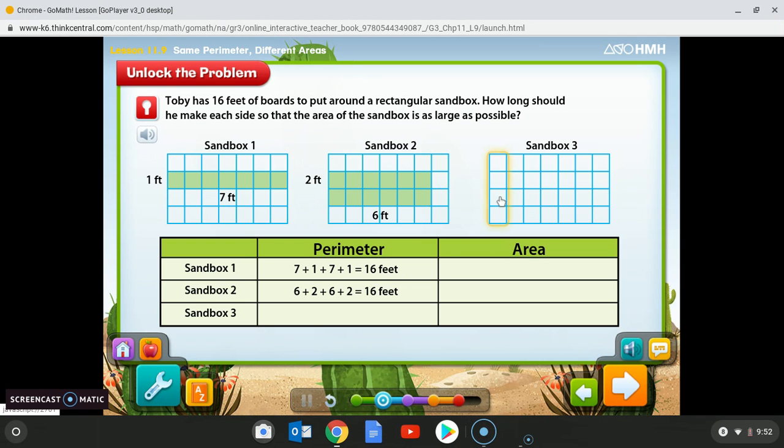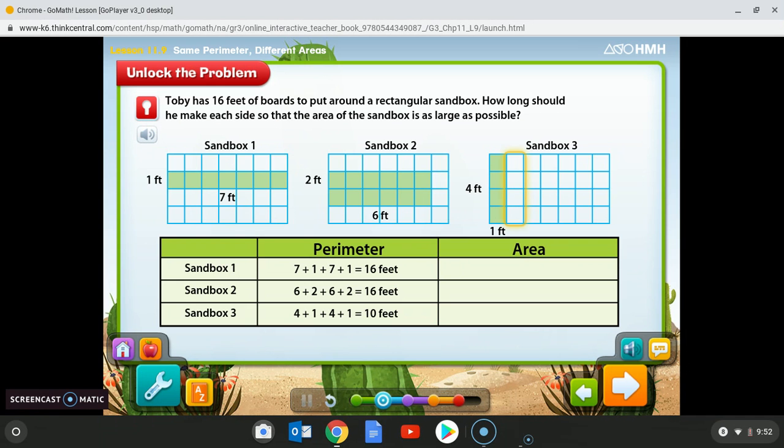For sandbox 3, we're actually going to use 4 rows until we get to 16. So what happens when we have 4 rows of 1? We have 4 and 1, which is 5, and that's how we get a perimeter of 10. We've got to keep going.